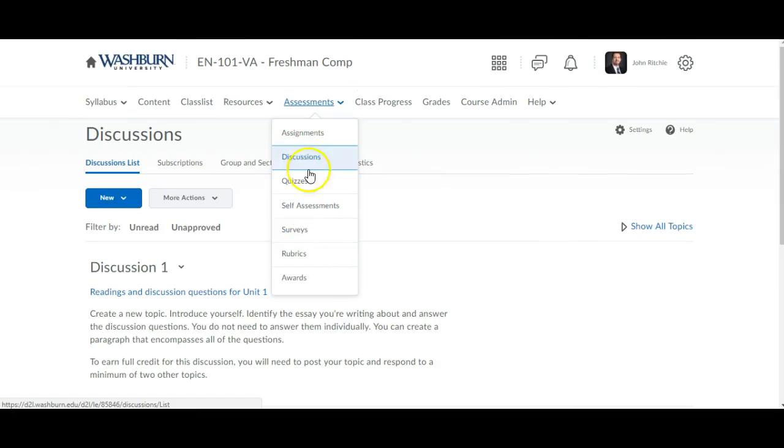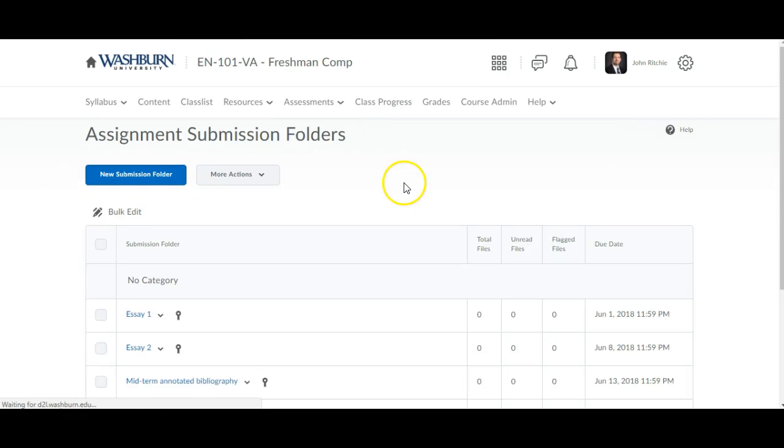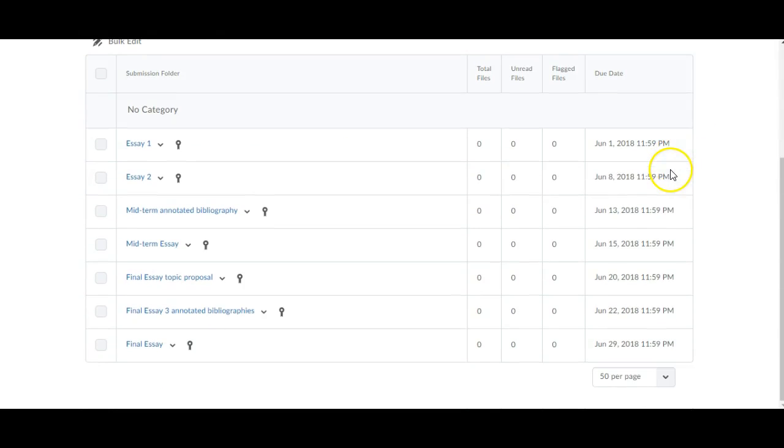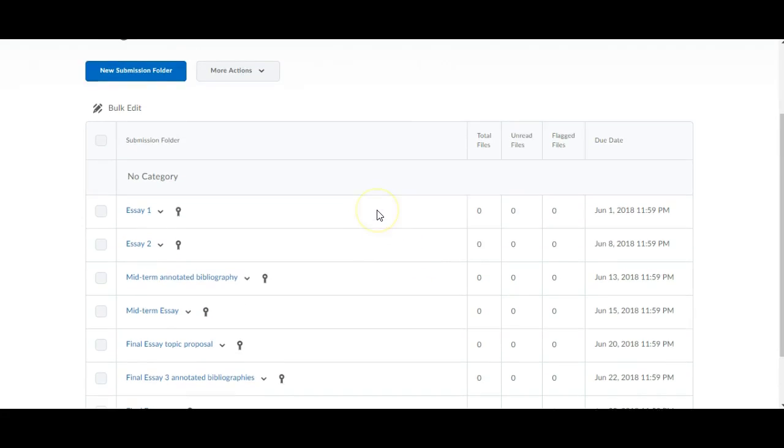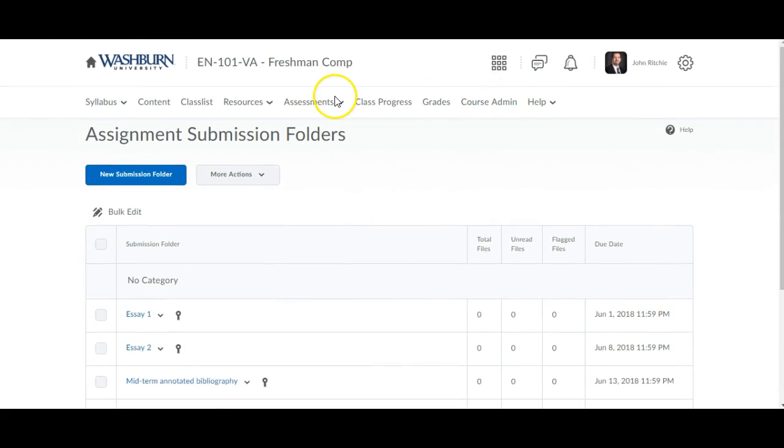Second one will be your assignments, and these are already laid out for you there. So this is where you'll go to turn in Essay 1, Essay 2, your midterm essay, your annotated bibliographies, and of course, eventually your final essay. So all the drop boxes are already created for you. Everything is all set and ready to go.